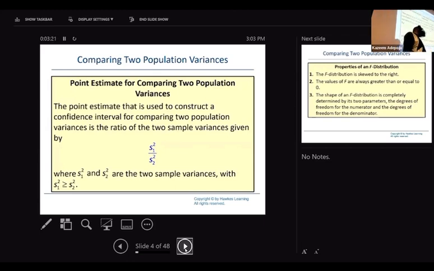When I was in elementary school and high school, we normally asked the question: why are we dividing? Why are we subtracting? Why are we multiplying? You can now see the reason why we're doing that. Mathematics is very, very useful in the world. Now we're finding the ratio of two sample variances. And of course, the ratio is either 1, or greater than 1, or less than 1.